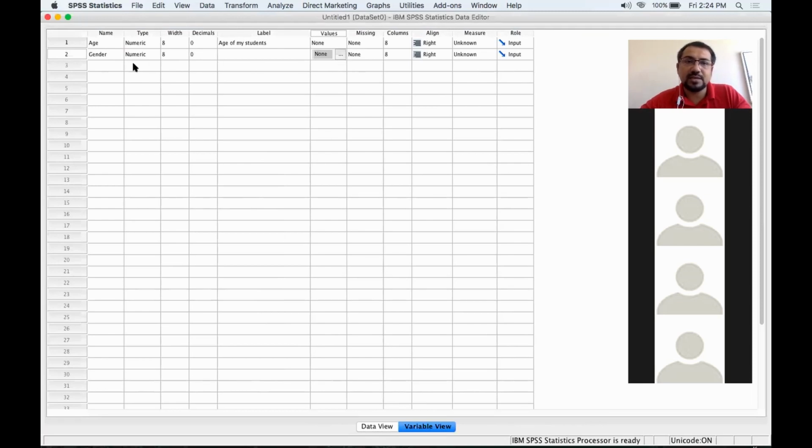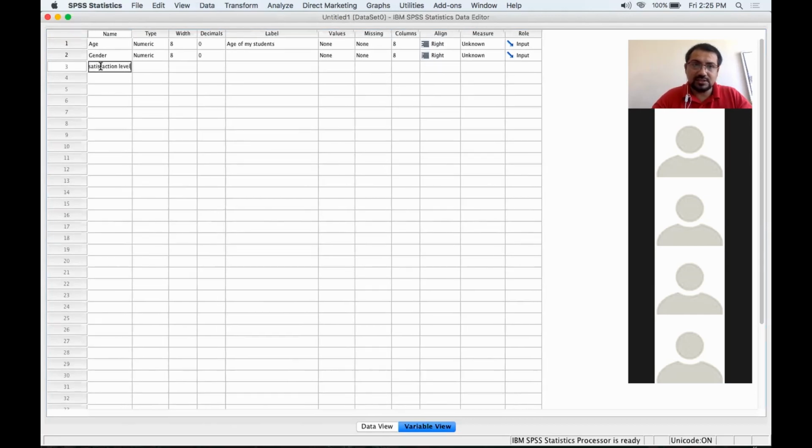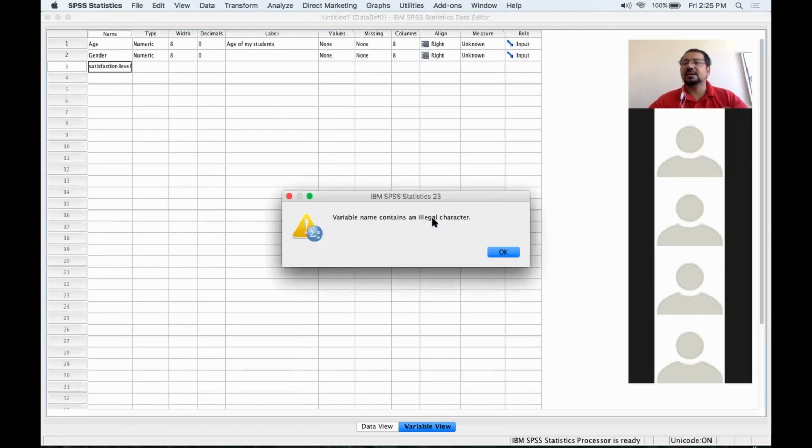So this is likewise. For example, when you are asked a question about satisfaction level, you are going to ask a respondent, are you satisfied with the quality of life given here and there, and then they say 1, for example. I'm writing here satisfaction. But one thing you have to remember is that it does not accept the space. Okay, so what you're going to do, you're going to always put an underscore. For example, if you give a space in satisfaction level, you see it will show variable name contains illegal character. It will always show.